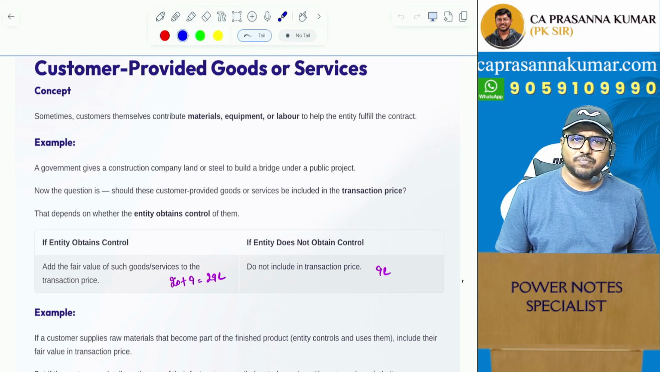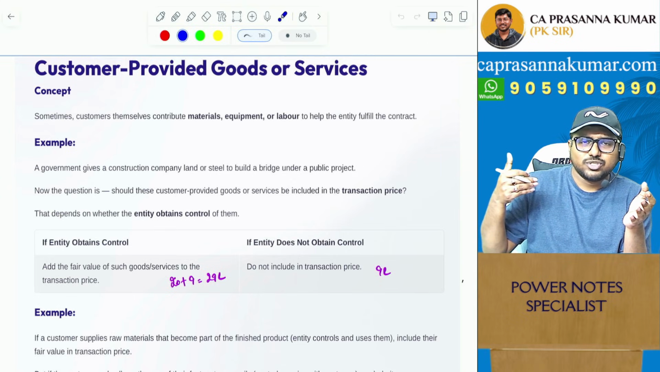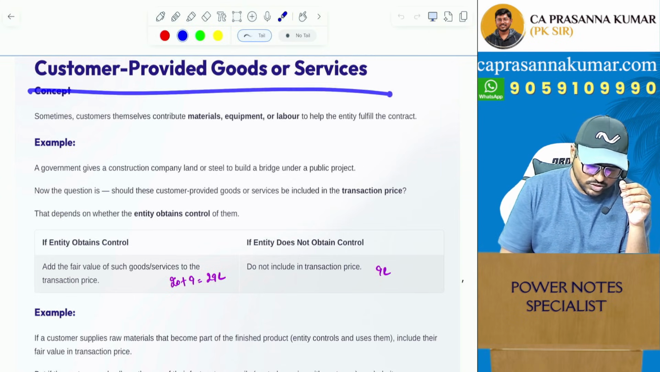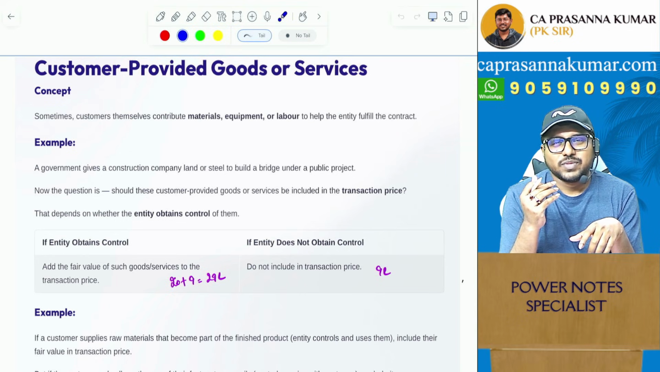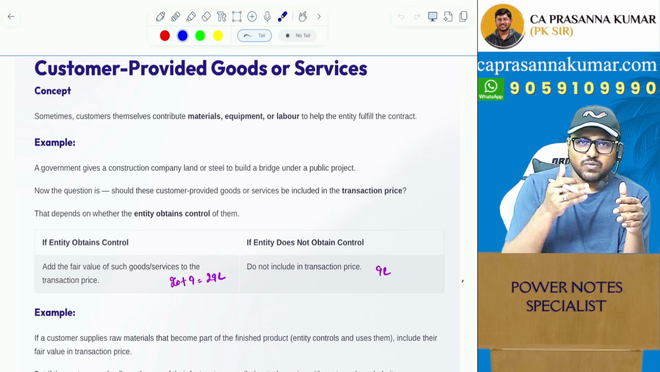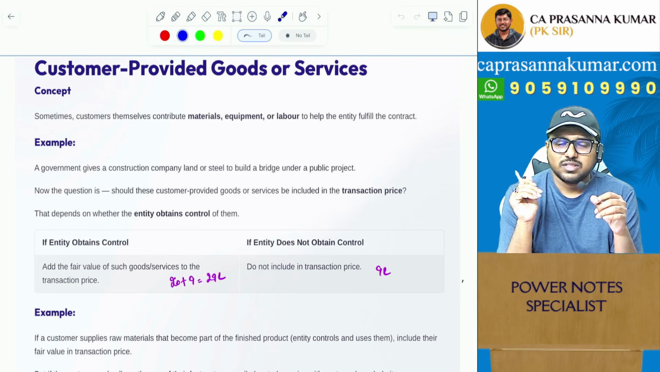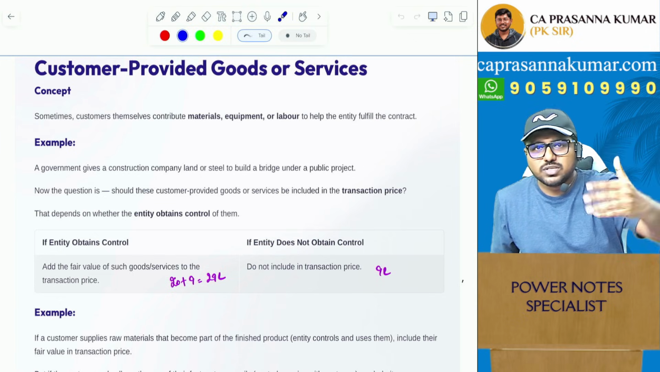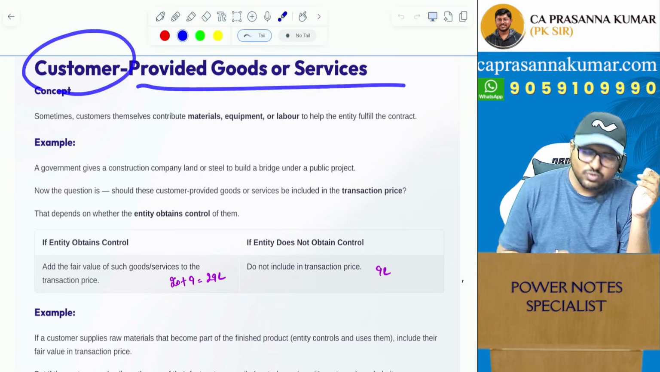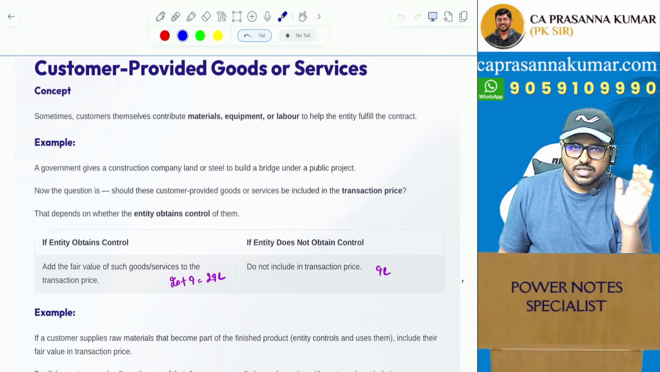Sir, what is this, sir? Just now you have talked about non-cash consideration where customer will be giving shares or something like that. No. This is totally different. Customer provided goods or services. Sir, what is this? Generally, goods or services will be provided by entity to the customer. Na? Customer will provide only consideration. Na? The job of the customer is to give consideration. The job of the entity is to provide goods or services. But here, why customer is providing goods and services? Which means customer is entity. Na? No. Once I tell you the example, you will understand.